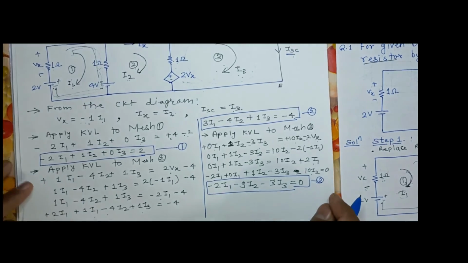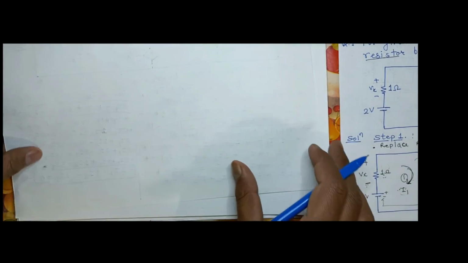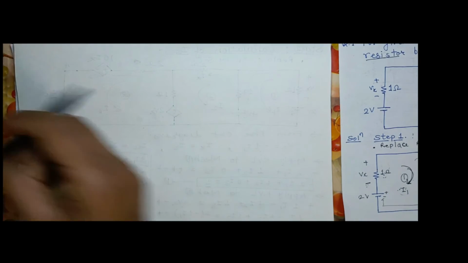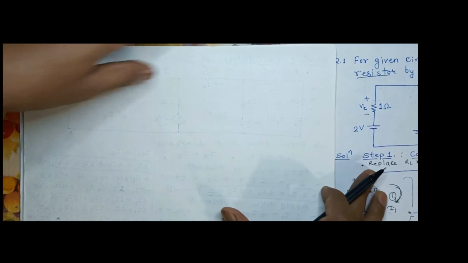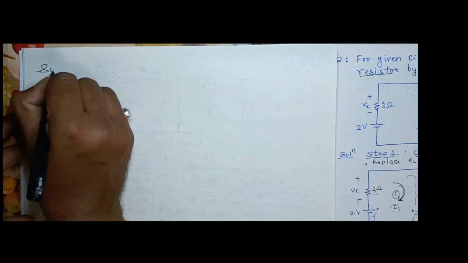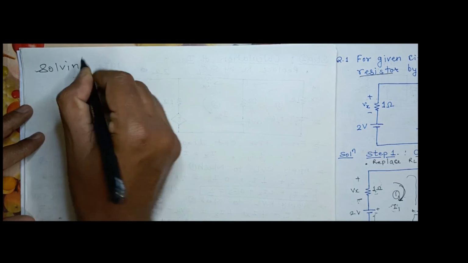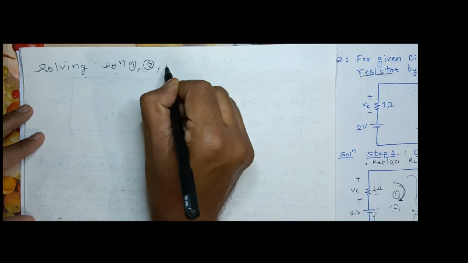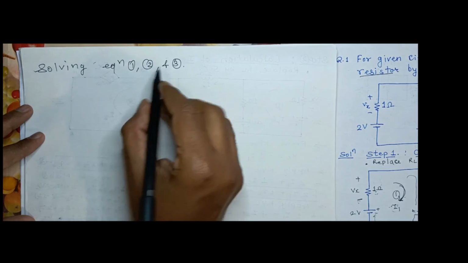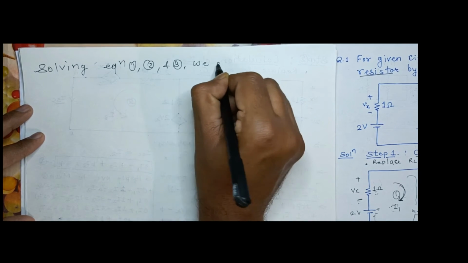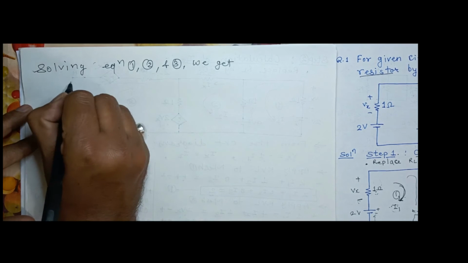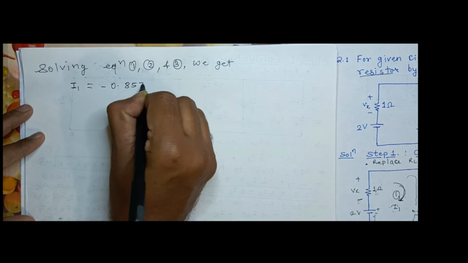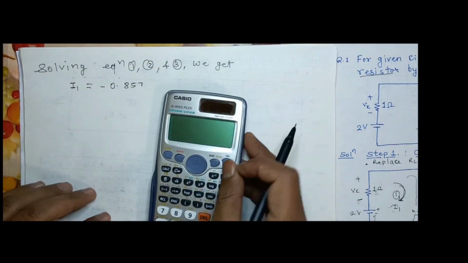So now solving equations 1, 2 and 3. So we get, you can solve these equations using the calculator. So I will get I1 equals minus 0.857. Okay, so I will show you how you can calculate.